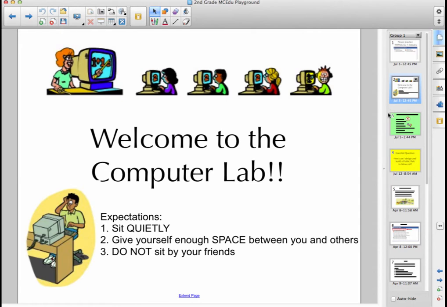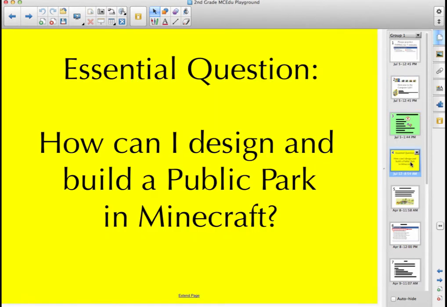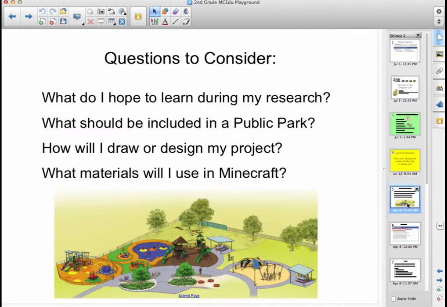This is another project with second graders this time where they were designing something that they could build in Minecraft. So we always go through some of the rules. This is the essential question. So students are studying communities in second grade, and so they're now going to design a public park that they can plan and draw and then build in Minecraft.